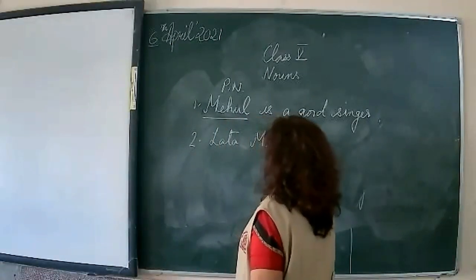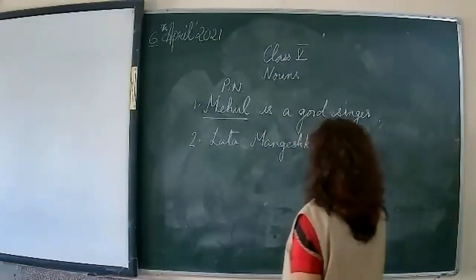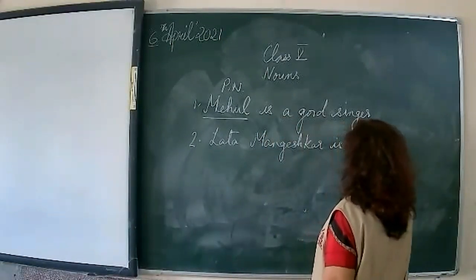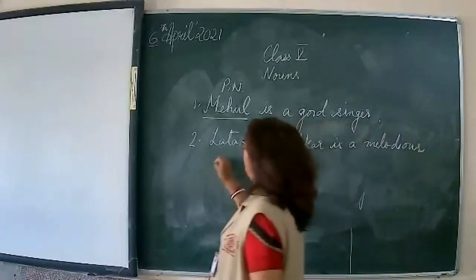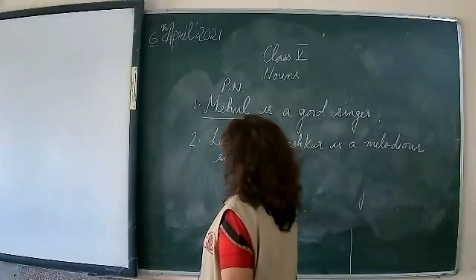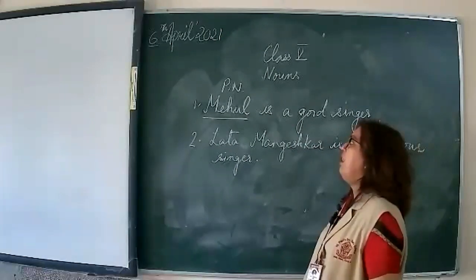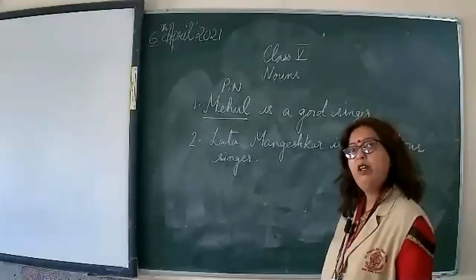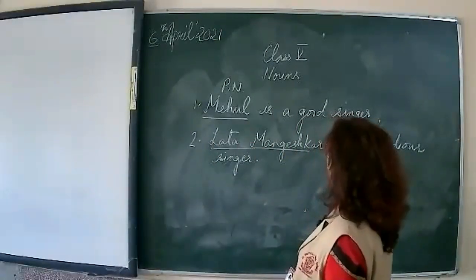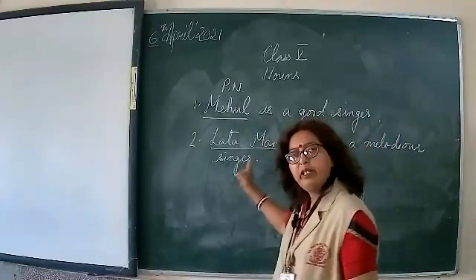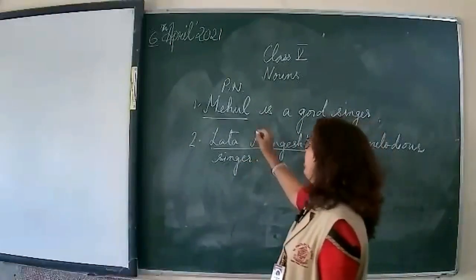Lata Mangeshkar is a melodious singer. Which one is the proper noun here? Once again, it is Lata Mangeshkar. Very true, very correct. Why? Because this is one person's name. No other person has this name. Okay?